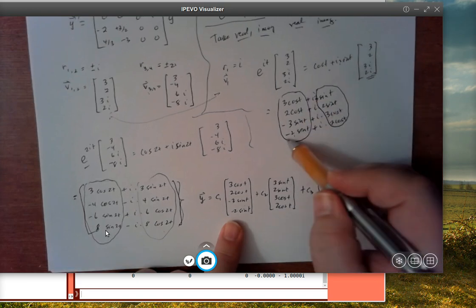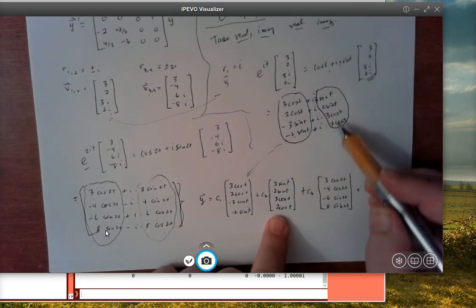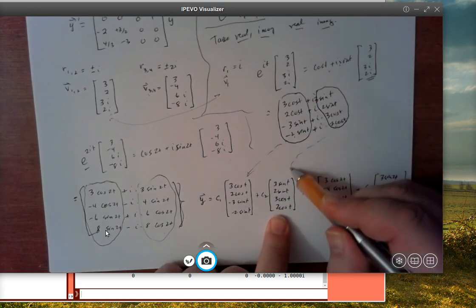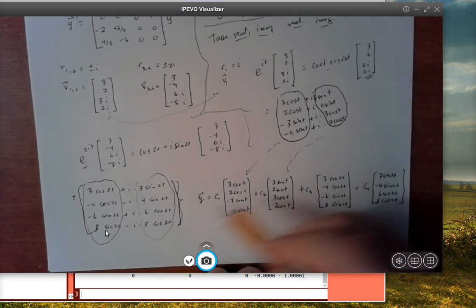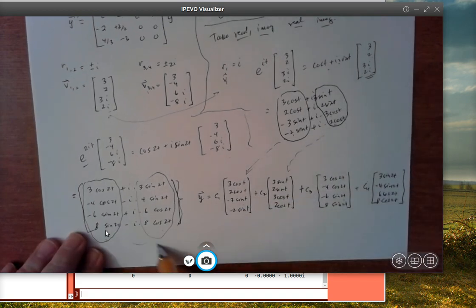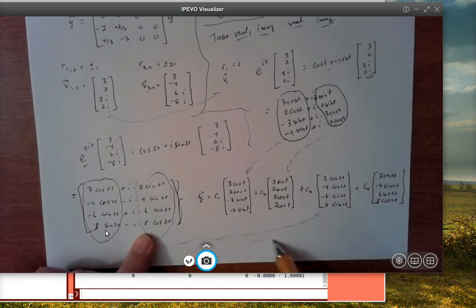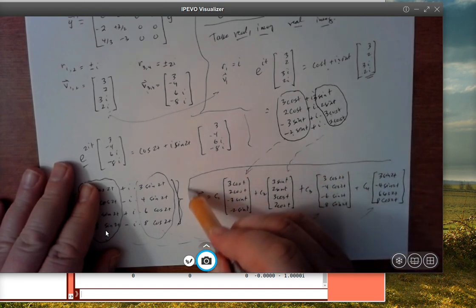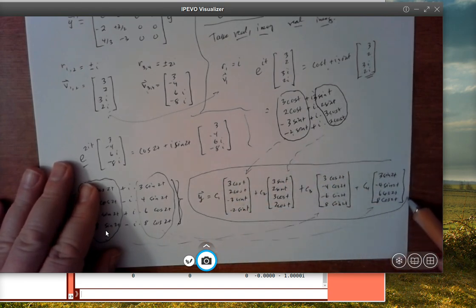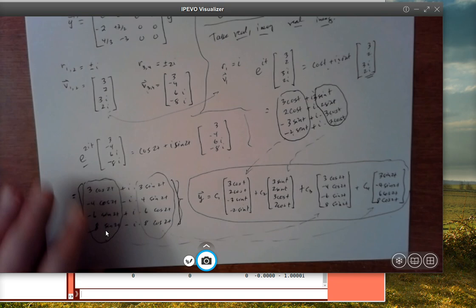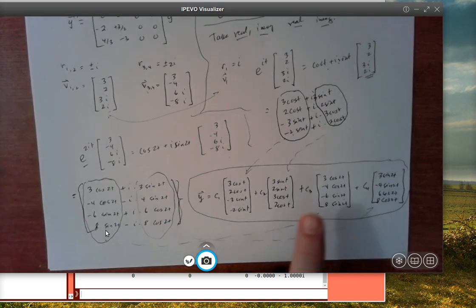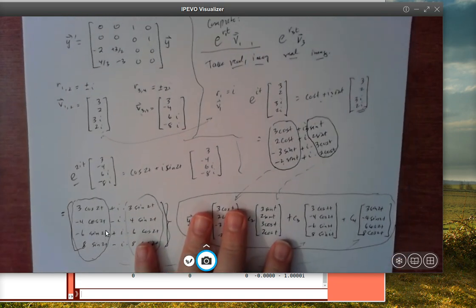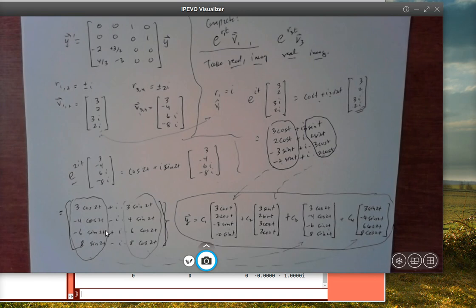and so to get the full solution, I take the linear combination, c1 times this one, plus c2 times this one, plus c3 times this one, plus c4 times this one. And this is my full solution. What did I just say? That's the full solution to my system, the original system of differential equations.